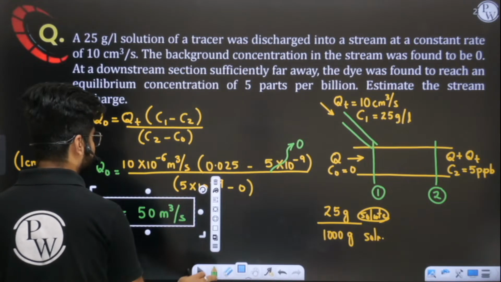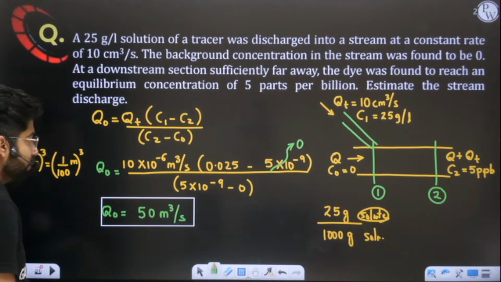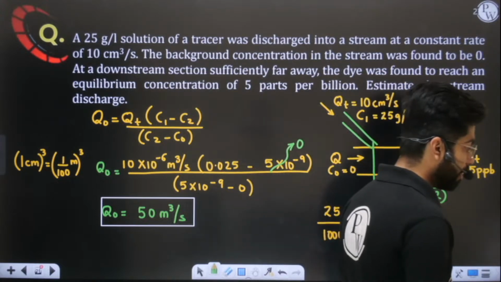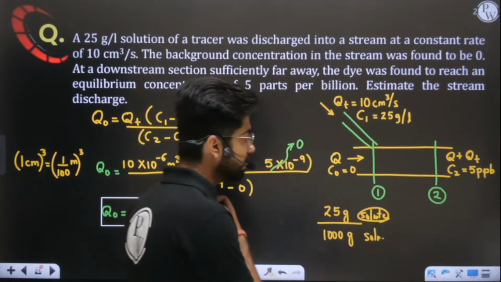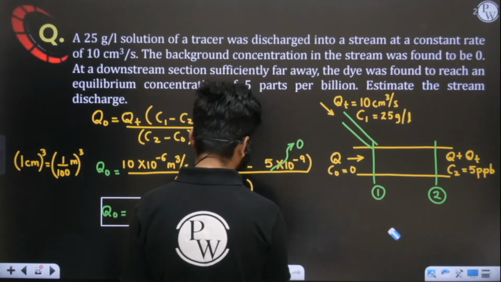50 meter cube per second. This is our final answer. Okay, so I hope this thing is clear. With the help of this, you will be able to find your discharge clearly. Okay, is this done? So this is the way with the help of which you will be able to find your discharge.